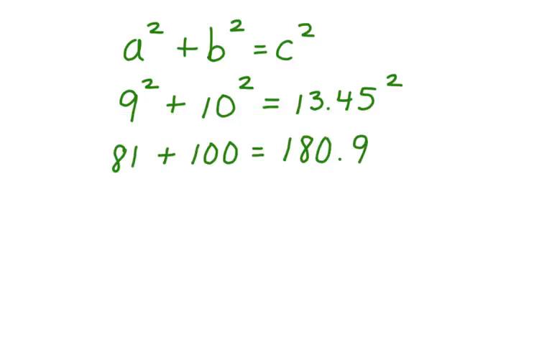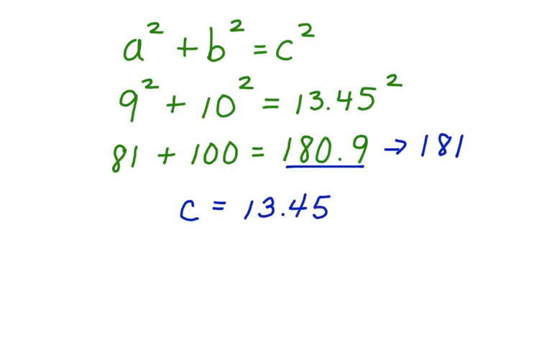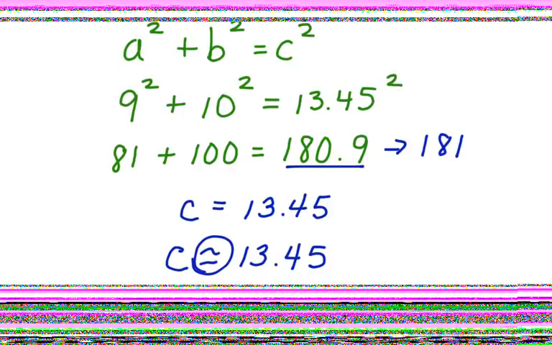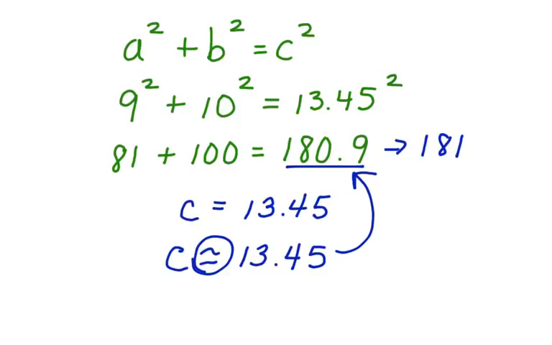180.9. We can round 180.9 up to 181. Now we do want to change the c equals 13.45 to c is approximately 13.45. We use approximately because it's an approximate value, because if you look back here, we rounded 180.9 to 181. So it's not exact, but it is definitely close. Using the Pythagorean theorem and the converse of the Pythagorean theorem, and right triangles, we can find missing sides.